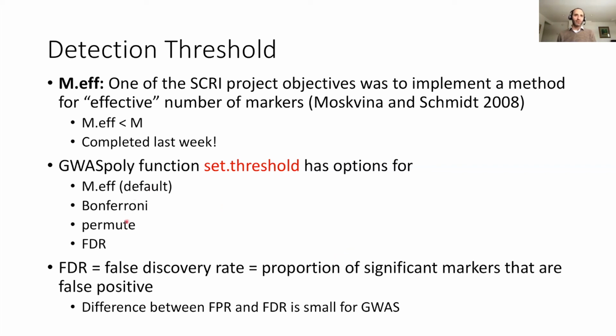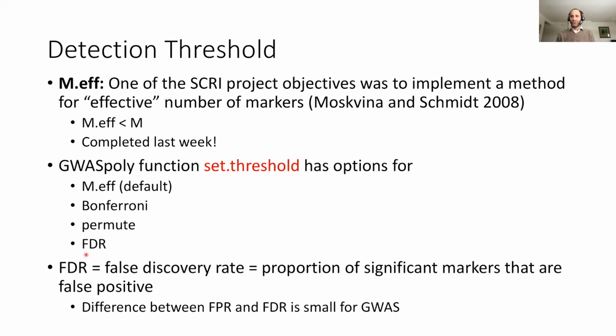So if we look at the options within the software, this function has the obvious name set threshold, and the default now is this M.eff for effective markers. Besides the Bonferroni method, which at this point I don't see a reason anyone would want to use, it's just there for backwards compatibility. The other method included in the software is called FDR, which stands for false discovery rate. It's the proportion of significant markers that are false positives.